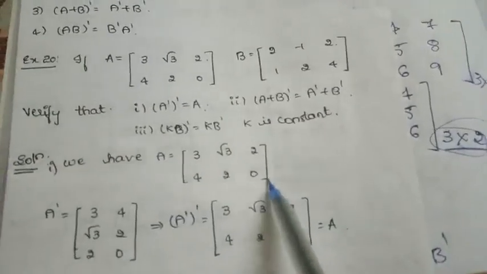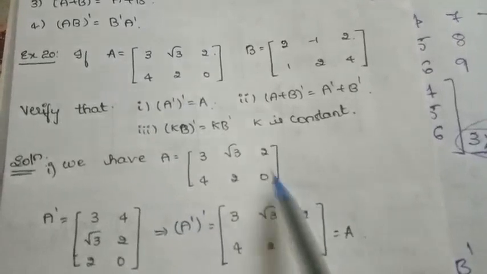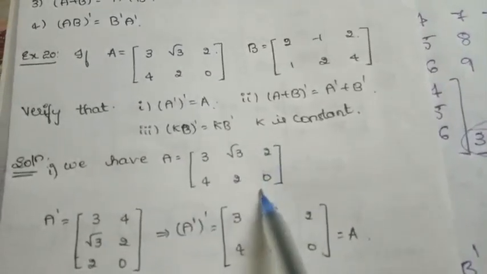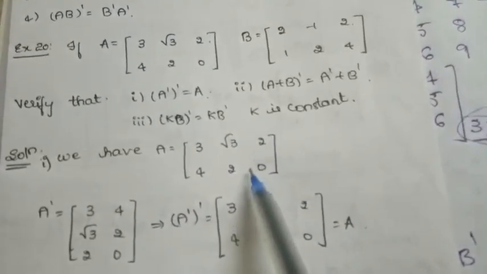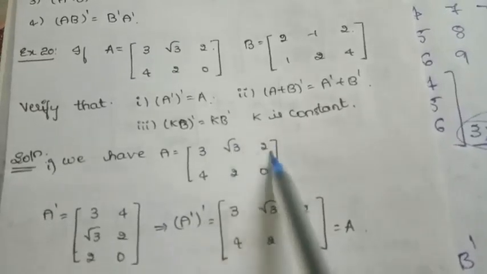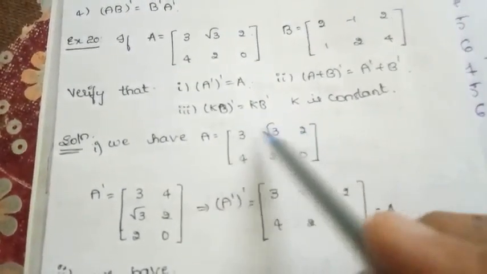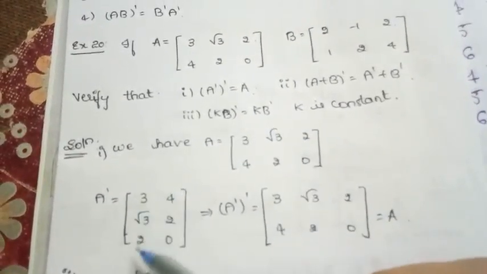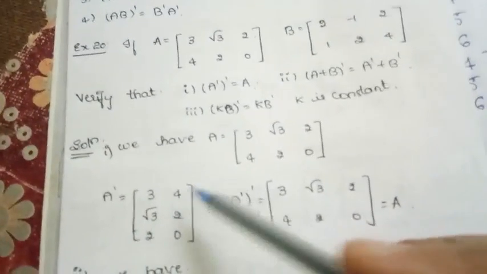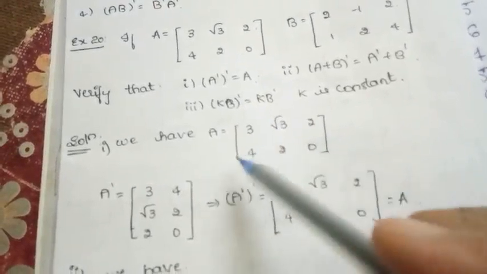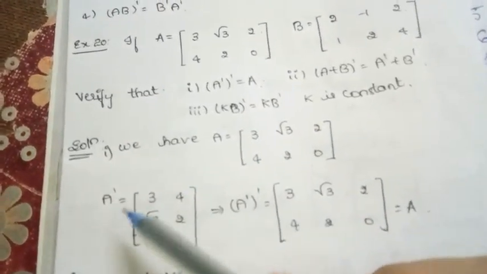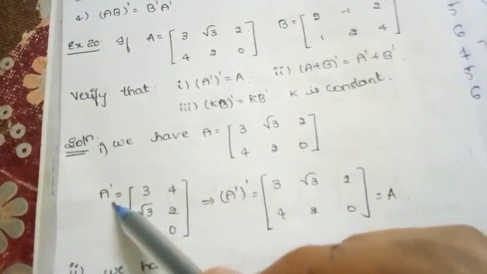So they have given a matrix A. Taking the transpose means interchanging the rows into columns and columns into rows. So that is nothing but 3, root 3, 2. The first row of the matrix A becomes the first column of the transpose. Then 4, 2, 0: the second row becomes the second column. This is nothing but our A transpose.